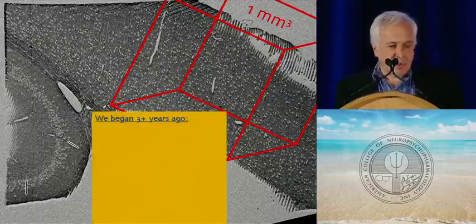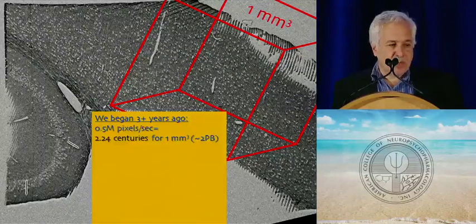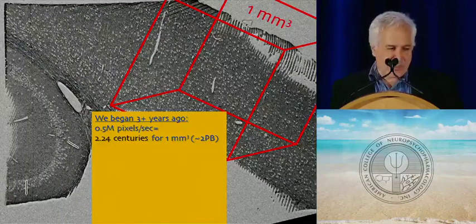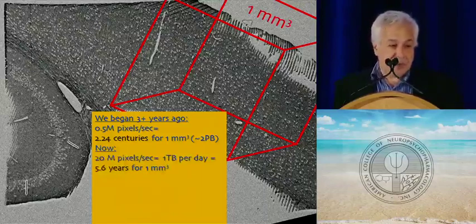When we began 3 years ago, we were just trying to figure out how long it would take to do a cubic millimeter. We were going 0.5 million pixels per second, so a cubic millimeter would take 2.24 centuries. I could get no graduate students interested in this project. And then we've been making improvements, and now we're going 20 million pixels per second.